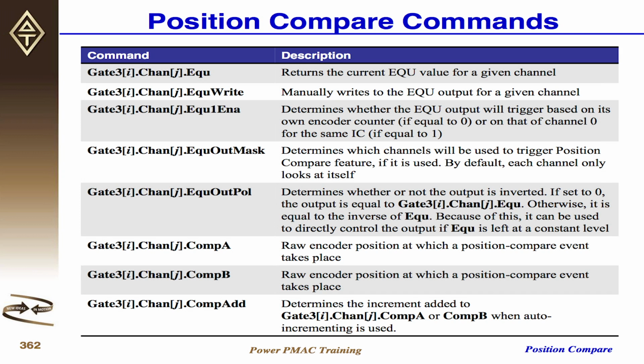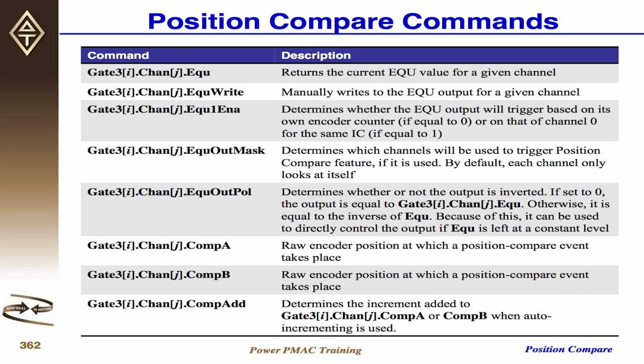You have EQU out mask. Generally, you only want to look at a single channel. Typically, you're going to have EQU coming from the axis assigned to motor 3. You want to look at motor 3's flags, and so you'll only mask it to look at that channel. But theoretically, you might want that pulse to turn on when this motor hits a trigger and that motor hits a trigger, and we get a flag over here. If you have a more complex triggering event, you can use EQU out mask to determine what it is that's actually going to cause it to trigger. EQU out pol for polarity determines whether you're looking for high or low true.